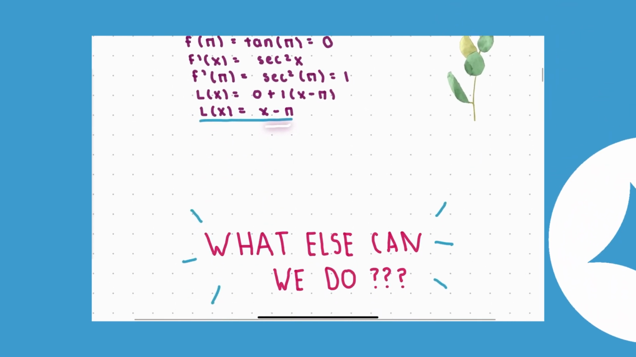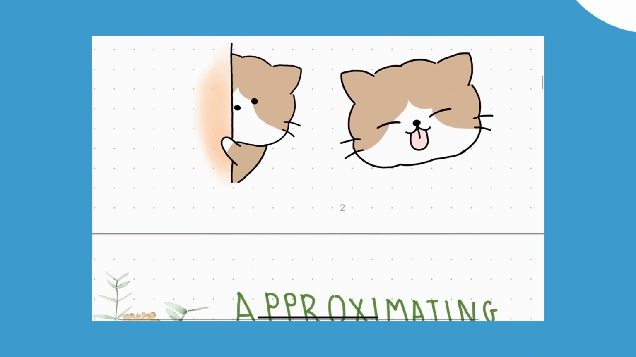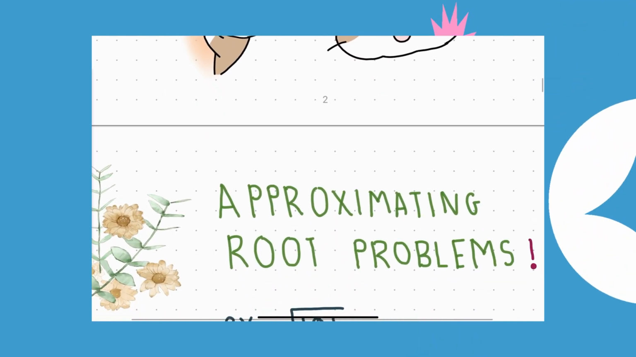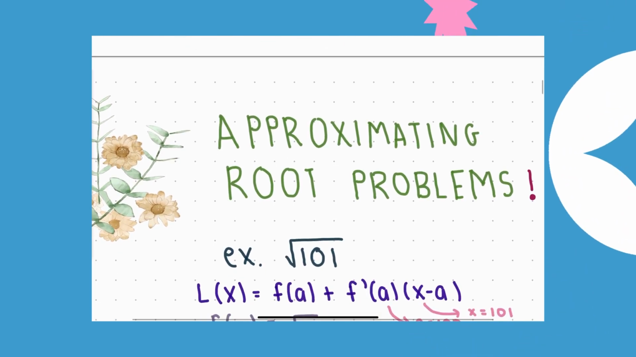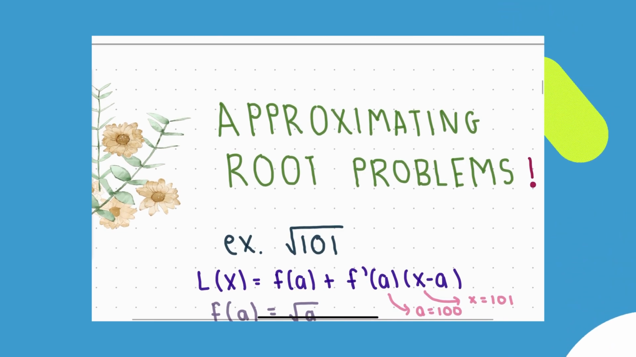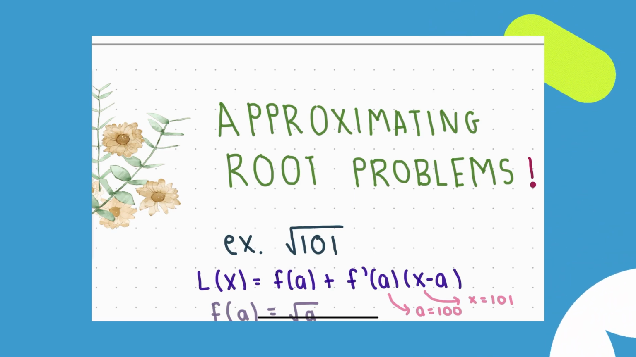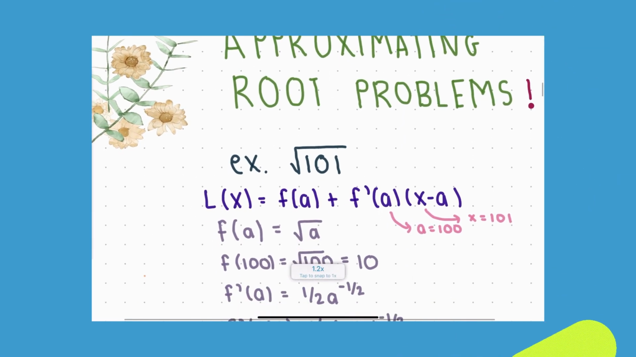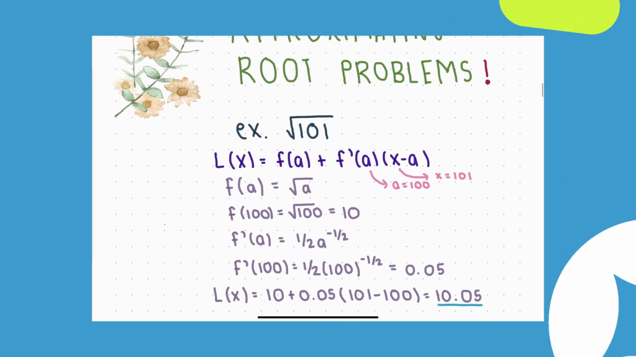The cool thing about the L of x formula is that we can actually use it to approximate root problems. This is especially true for when we are trying to find the root of a number that is not a perfect cube, square, etc. For example, if we are trying to find the square root of 101, but we don't have a calculator, we can simply plug it into the equation of a tangent line and use the closest perfect square to 101, because that just means that our approximation will be very close to 101 on its graph.